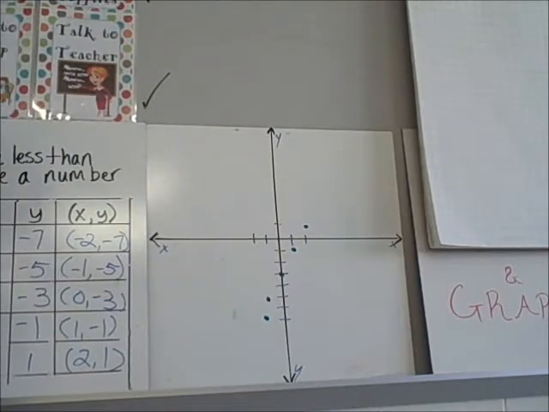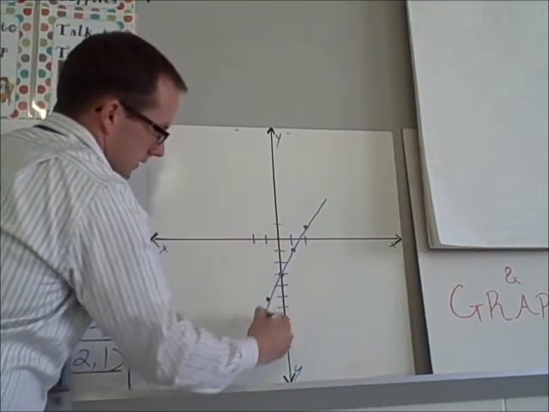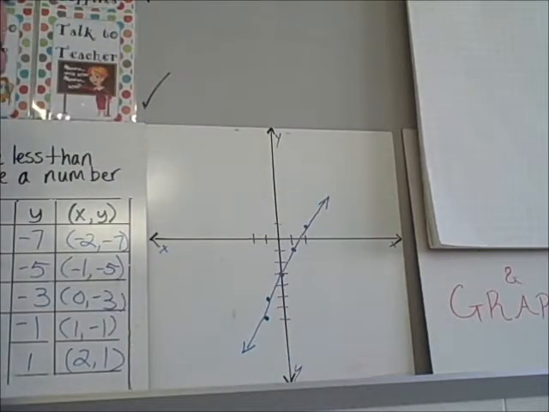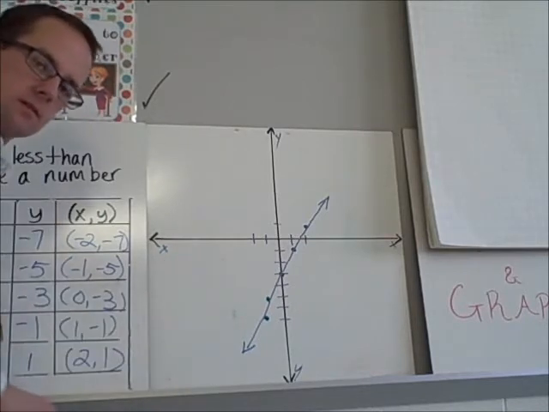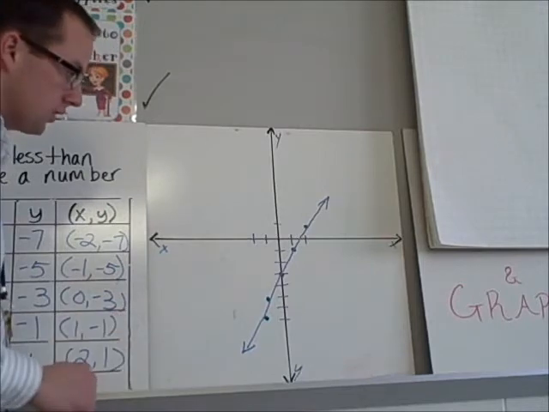Now, if you connect those dots as best as you possibly can, you're going to see that it is a straight line. Most of the time, for now, we're going to get straight lines when we go to graph our points, because we're going to be doing functions that are linear, that are straight lines.